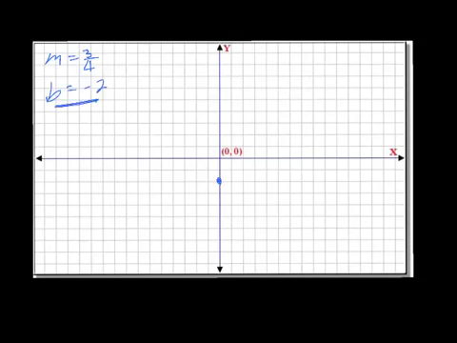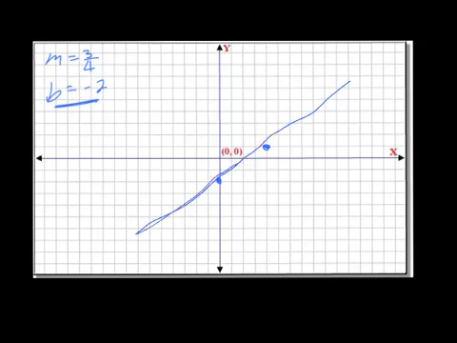And then I'm going to go from there, and remember my slope is y over x, up 3 over 4. 1, 2, 3, 1, 2, 3, 4. So there's my point right there. And then I'm going to draw my line, and it's going to go through those 2 points, and I'm good.